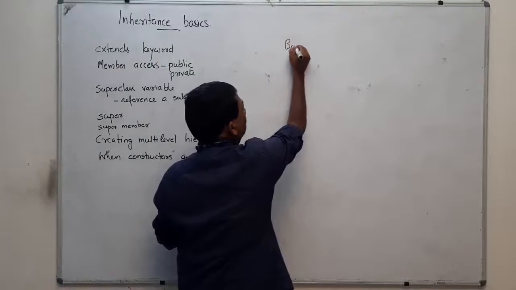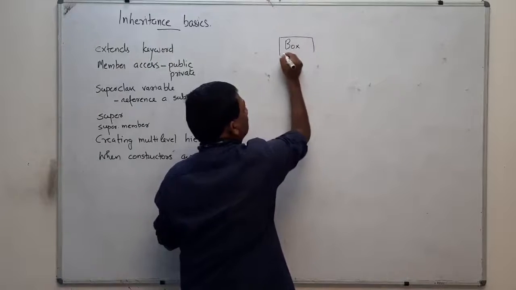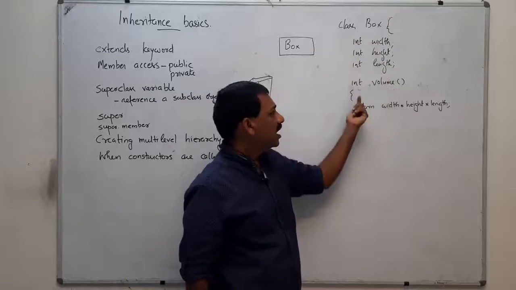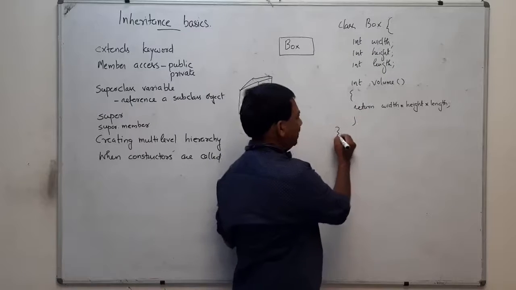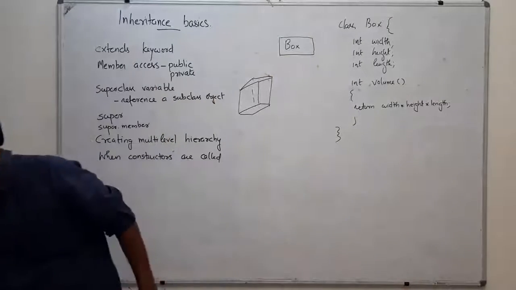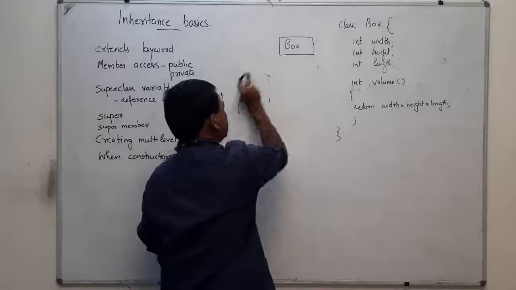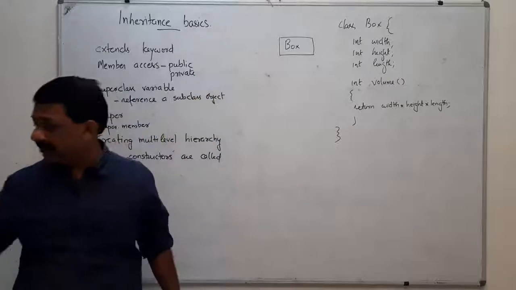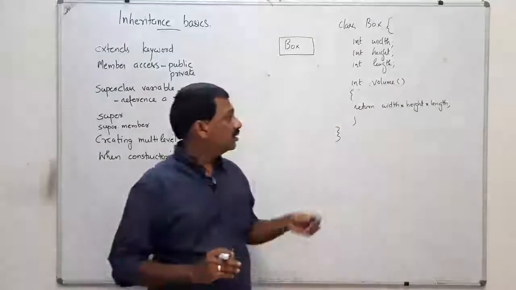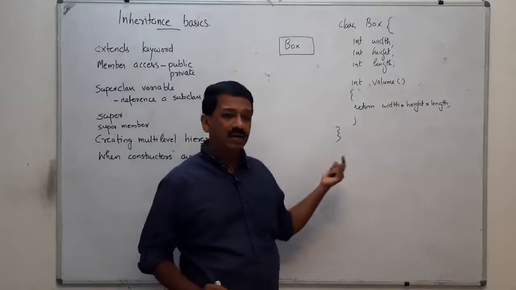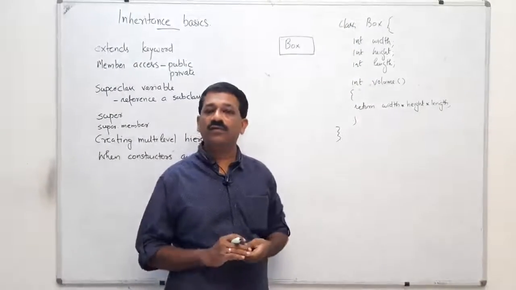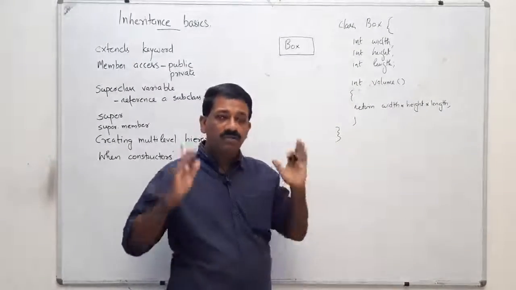You have a class called box. Suppose the properties of a box are width, height and length, and it can return the volume. So this is the base class. Here you have this box, and that box has height, width and length, and a method which returns the volume of the box. Now we can write a program for instantiating an object of type box, and we can retrieve the volume of that.